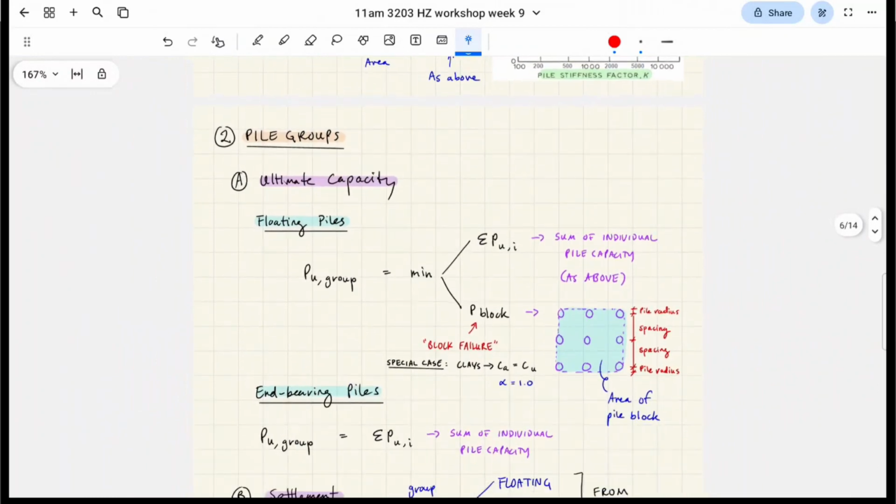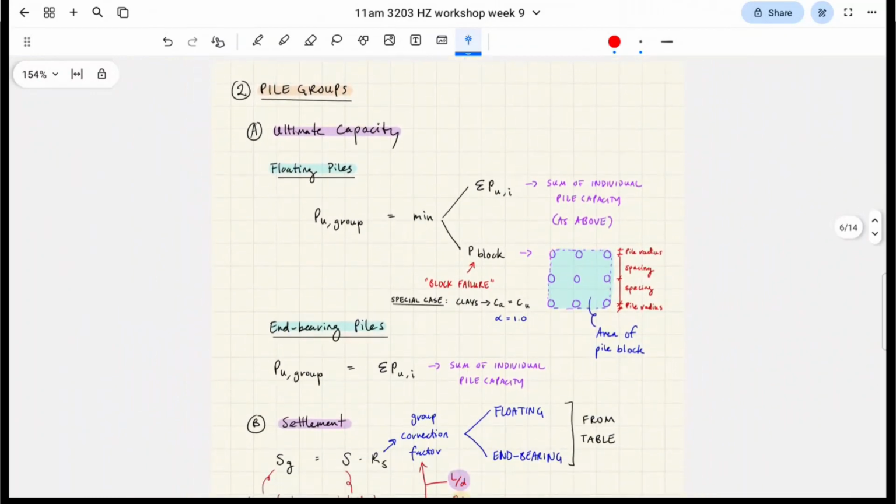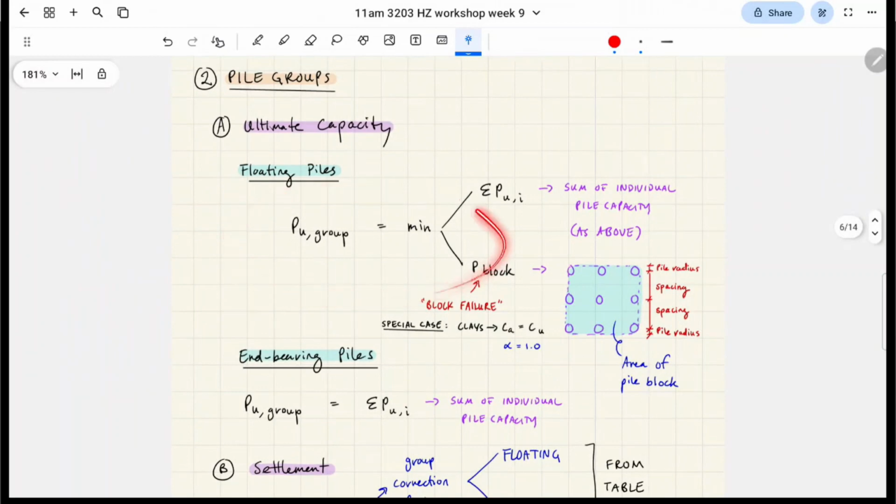Cool. Let's talk about pile groups lastly. Pile groups are an extension of how you calculate the single pile. You have to learn how to do the single piles first, and then you can do pile groups too. So pile groups are dependent on whether you have a floating pile or end-bearing pile, right? There are two failure mechanisms for floating piles, okay? It's the sum of the individual pile capacities, right?